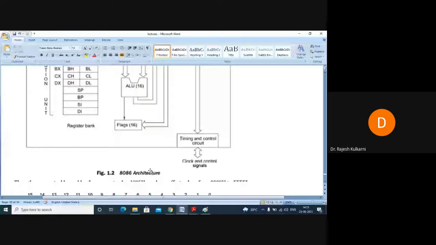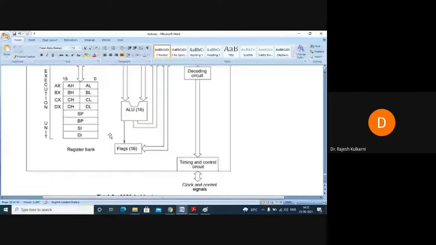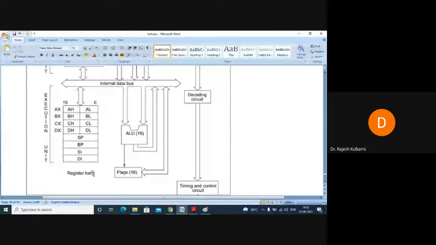This was all about the 8086 architecture. You can see in the 8086 architecture there is an instruction queue. These are the segment registers. This is the instruction pointer. These are the general purpose registers, pointer and index registers. These are the flag registers.